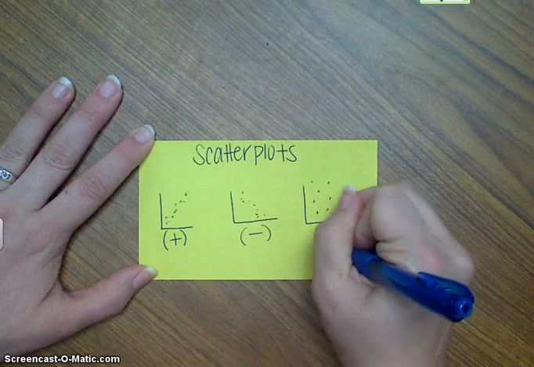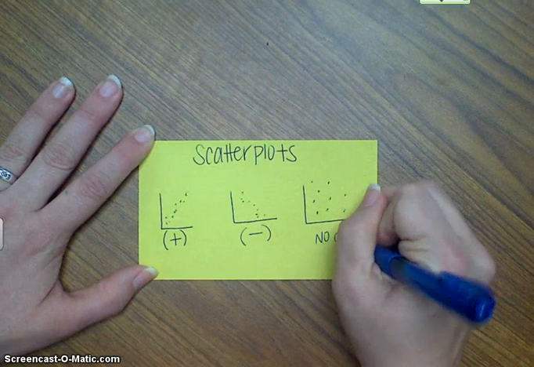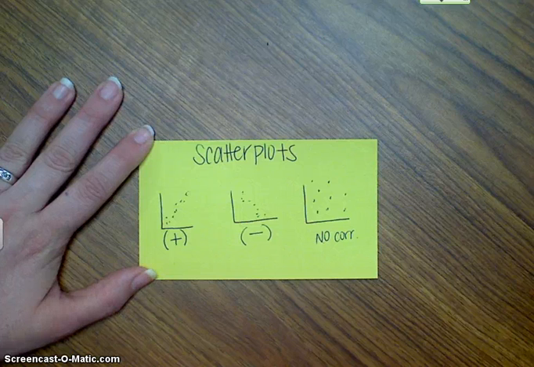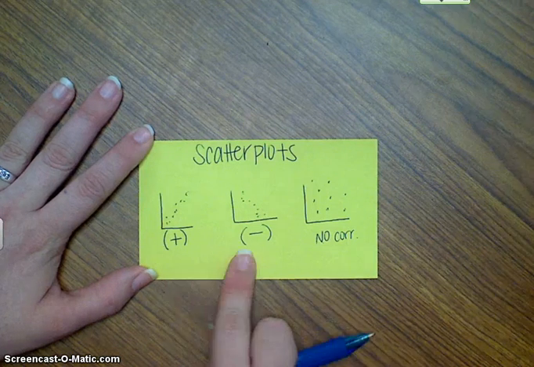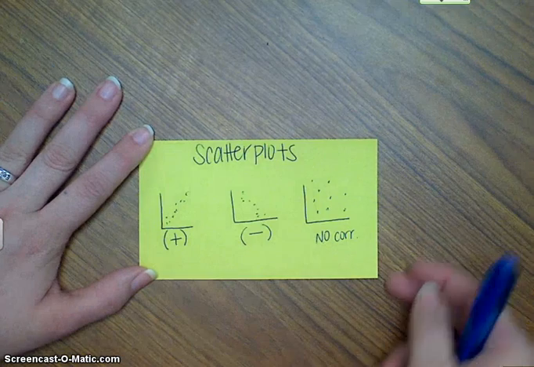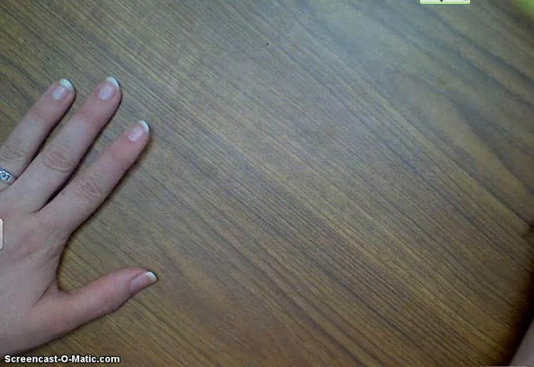And then this one, there is no relationship or no correlation because they are not related at all and do not impact each other in the slightest. So you just need to be aware of these three and the types of correlations that scatter plots can show.